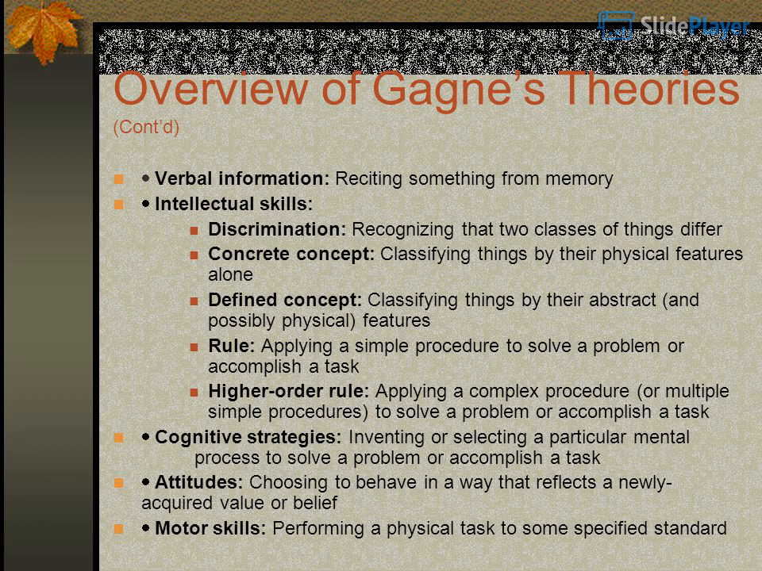Verbal information, reciting something from memory. Intellectual skills. Discrimination, recognizing that 2 classes of things differ. Concrete concept, classifying things by their physical features alone. Defined concept, classifying things by their abstract, and possibly physical, features. Rule, applying a simple procedure to solve a problem or accomplish a task. Higher order rule, applying a complex procedure, or multiple simple procedures, to solve a problem or accomplish a task.